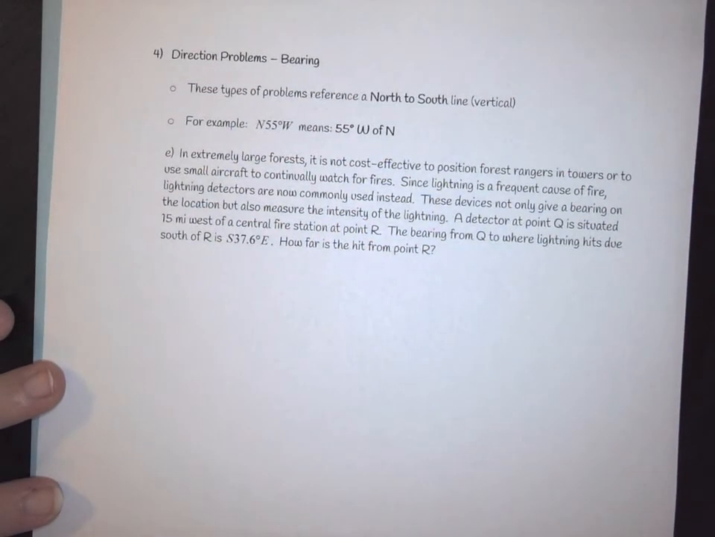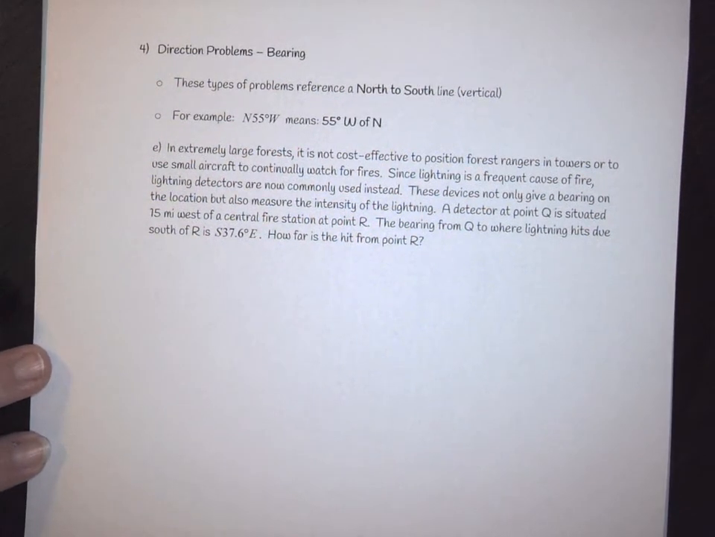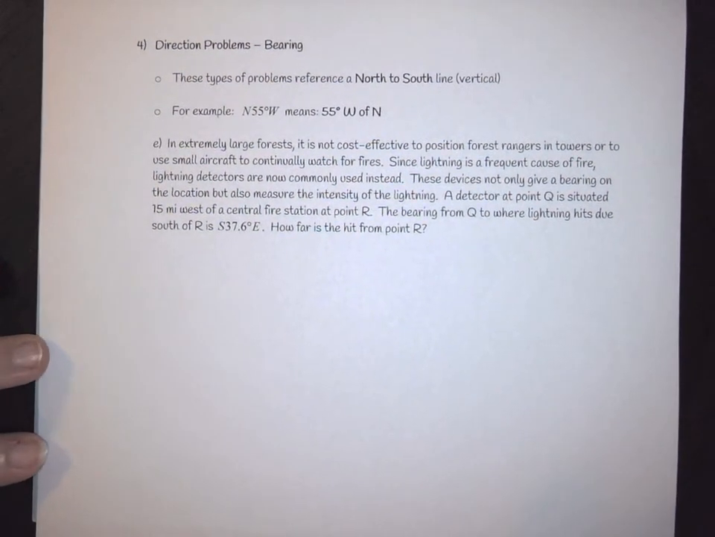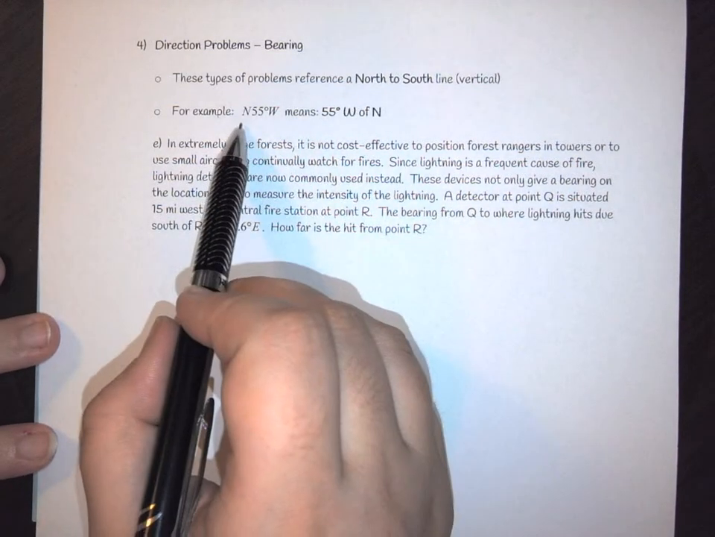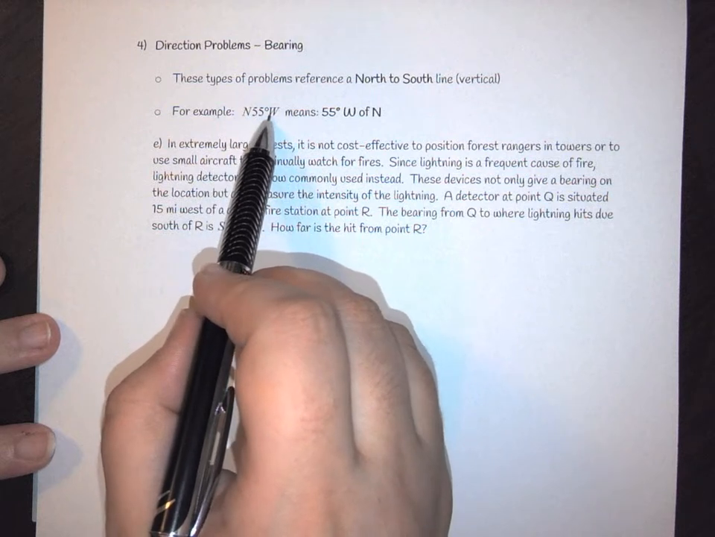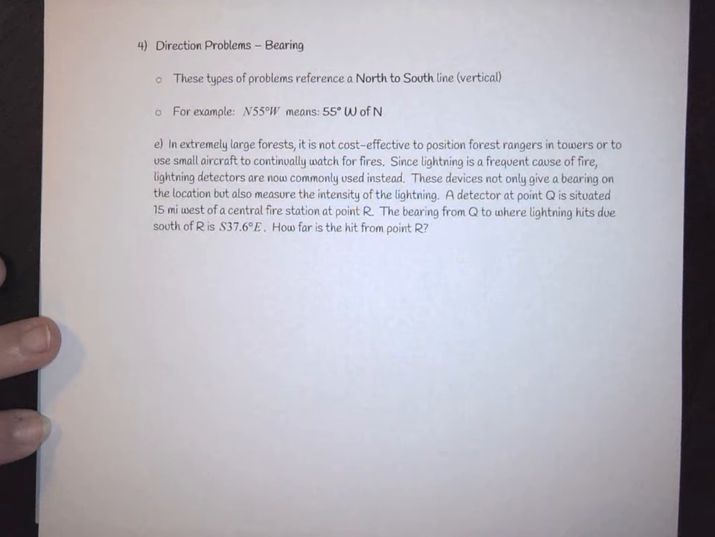Alright, now the last one that I want to look at is a bearing problem. Bearing problems are directional problems. It means you have to pay very close attention to the direction being said in terms of north and south. So here, what you need to know is if you see n degree measure W, what that means is you are 55 degrees west of north.